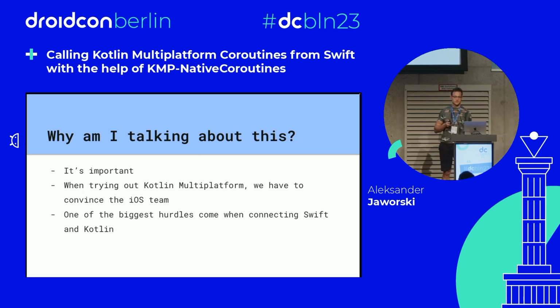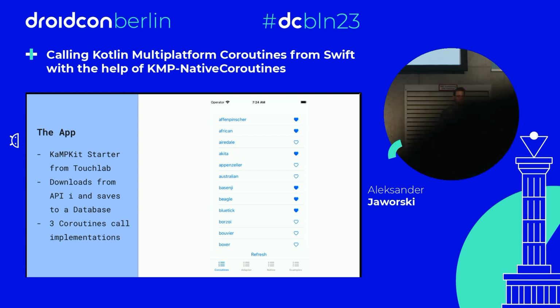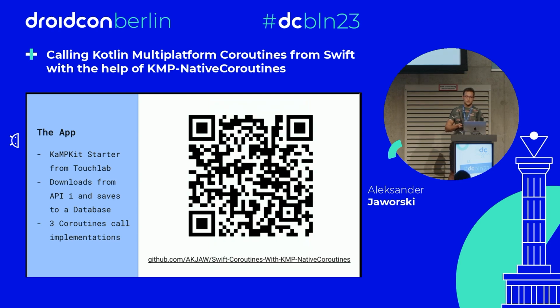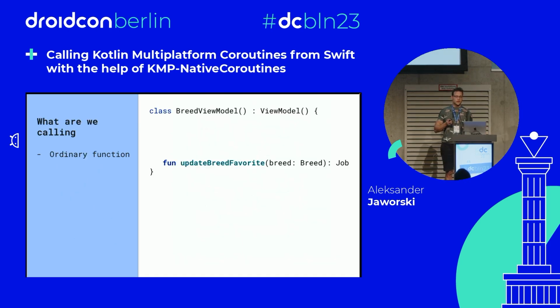The app which is used for the presentation uses the KMP starter, which basically downloads something from the API, saves this to the database. There will be the 3 ways of calling coroutines. The repository is available here. You can check it out in your free time. There will be also a link to the deck at the end, so you'll have the full presentation with all the links.